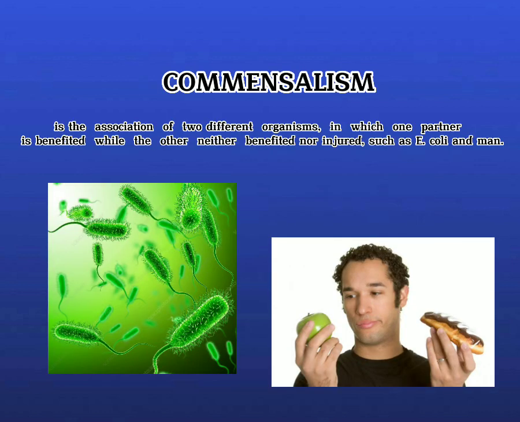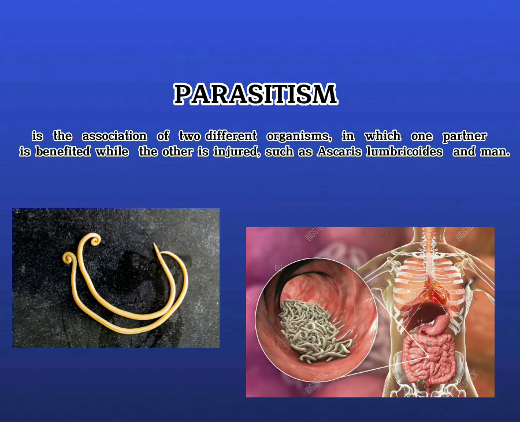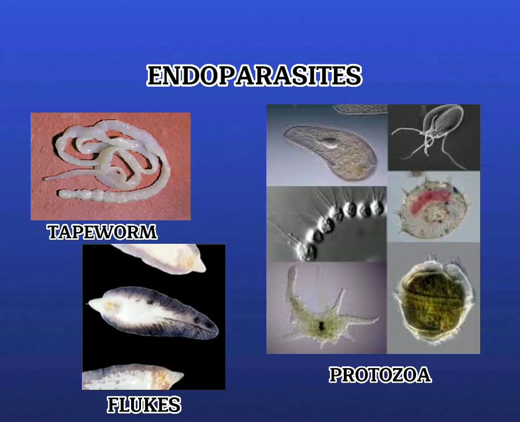Commensalism is the association of two different organisms in which one partner is benefited while the other is neither benefited nor injured, such as E. coli and man. Parasitism is the association of two different organisms in which one partner is benefited while the other is injured, such as Ascaris lumbricoides and man.